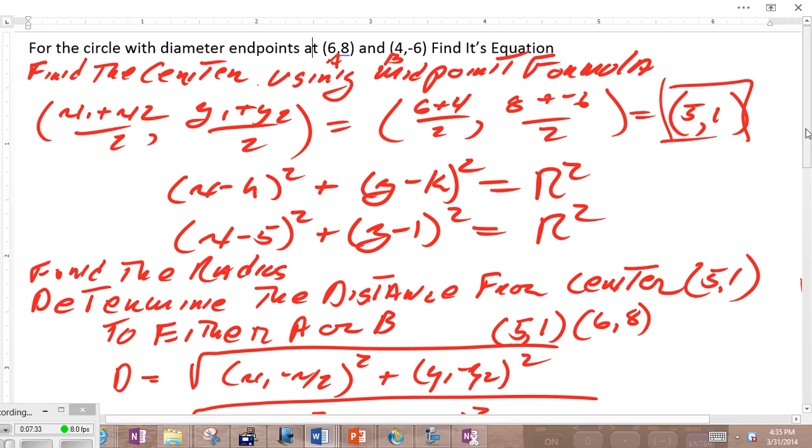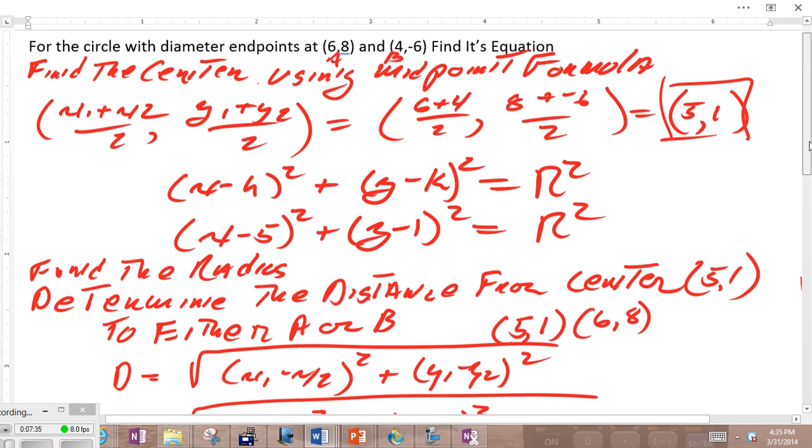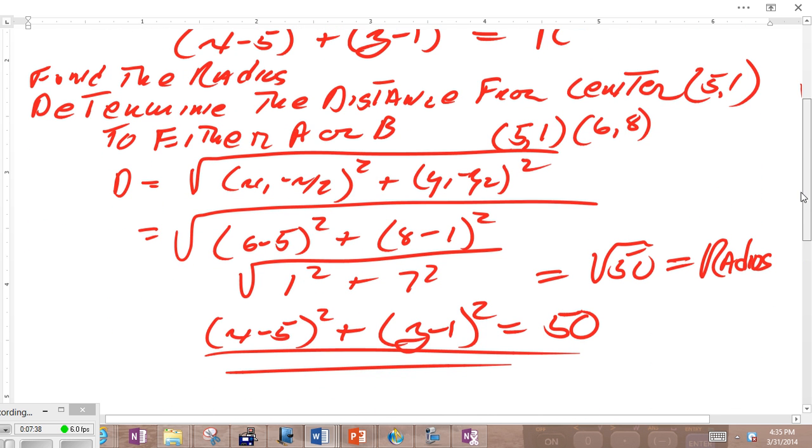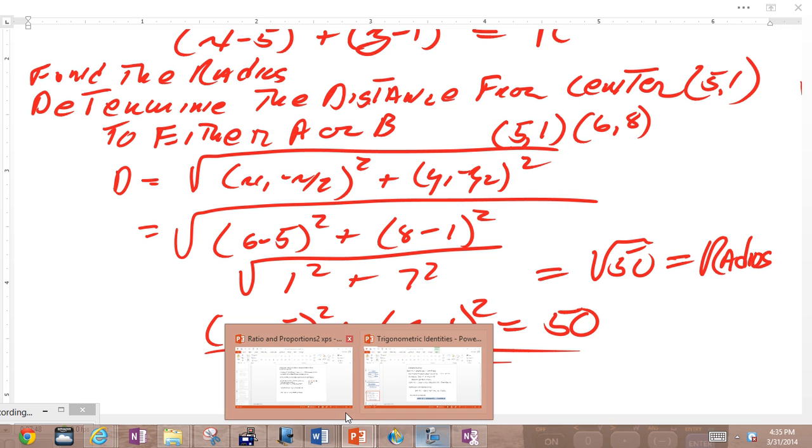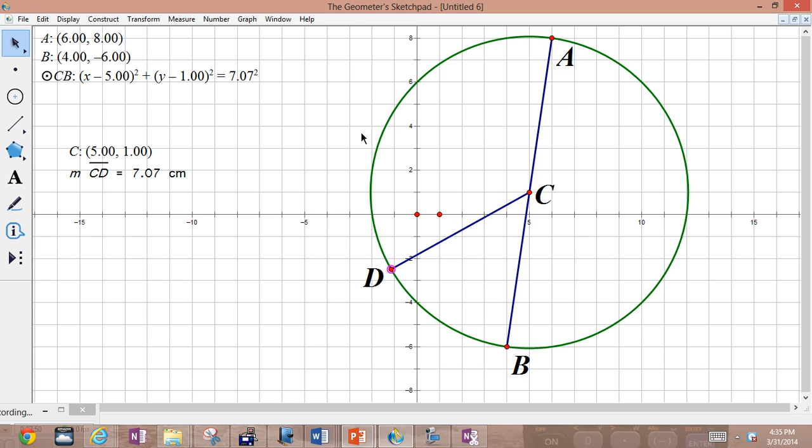6, 8, and 4, negative 6 are the endpoints of the diameter of the circle represented by the equation x minus 5, the quantity squared, plus y minus 1, the quantity squared, equals 50. And that is synonymous with what we found over here. I would venture to say that 7.07 squared is equal to 50, which would give you the same equation.